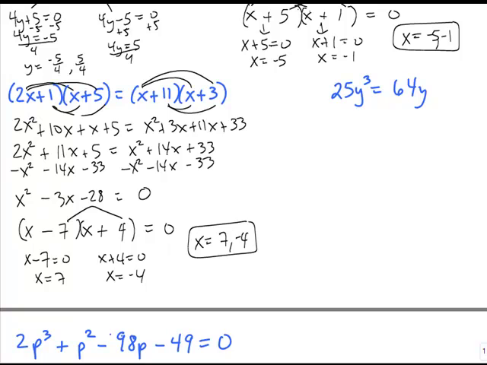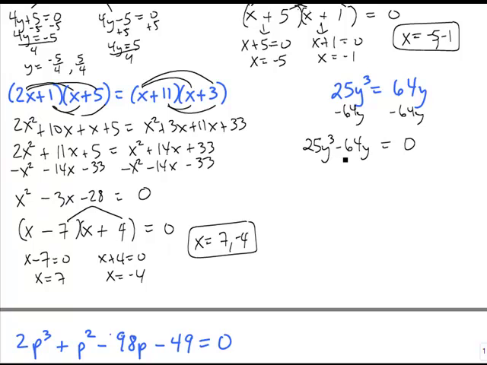Okay, on the next example, we have no parentheses to get rid of. We're ready to just jump right in and get our 0. So I'm going to subtract 64y over to the left side. So that gives me 25y cubed minus 64y equals 0. Now this has 2 terms, and 25 and 64 are nice perfect squares. However, y cubed and y are not nice perfect squares. So you can't use a difference of squares pattern on this yet.